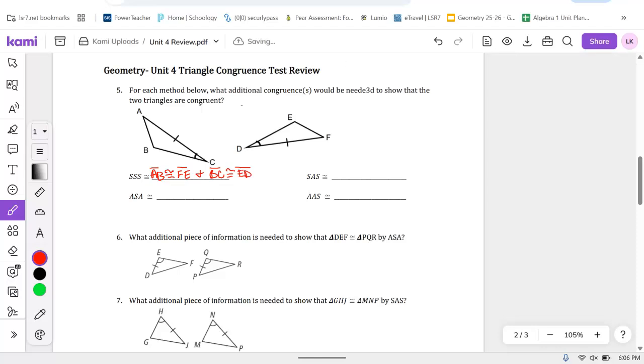Now for angle, side, angle, I already have an angle and I have a side, so I need this angle. Remember, it's a sandwich: angle, side, angle.